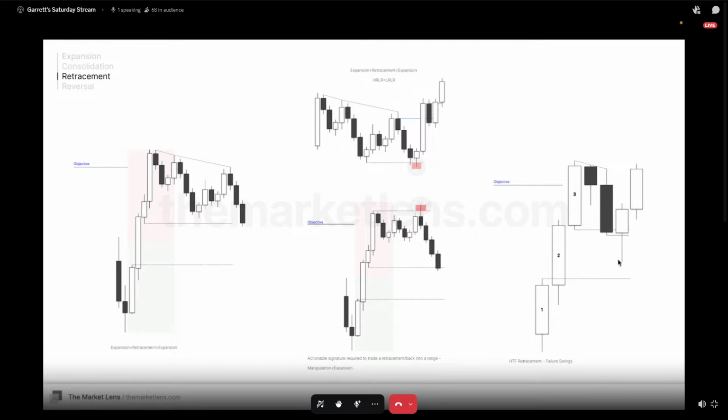So just retracement into a fair value gap and expansion. You wait for a swing formation, right? A candle 2 closer, that's the reversal signature to then continue that expansion away from that fair value gap.